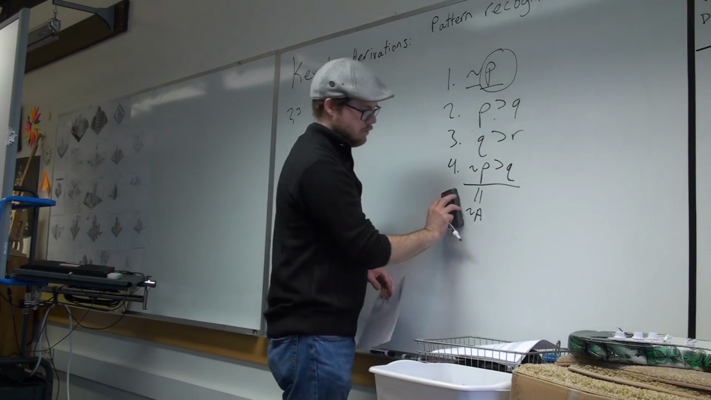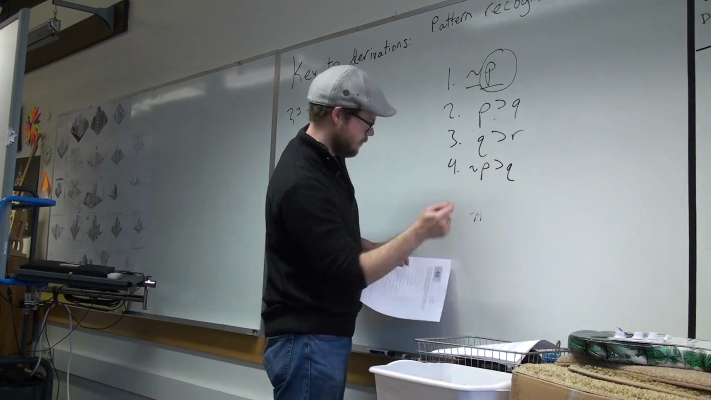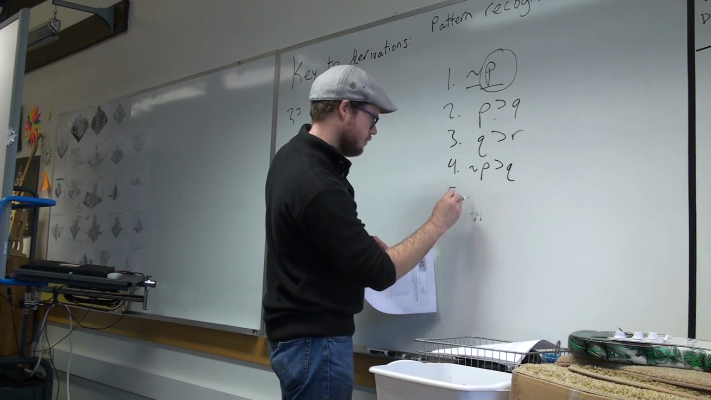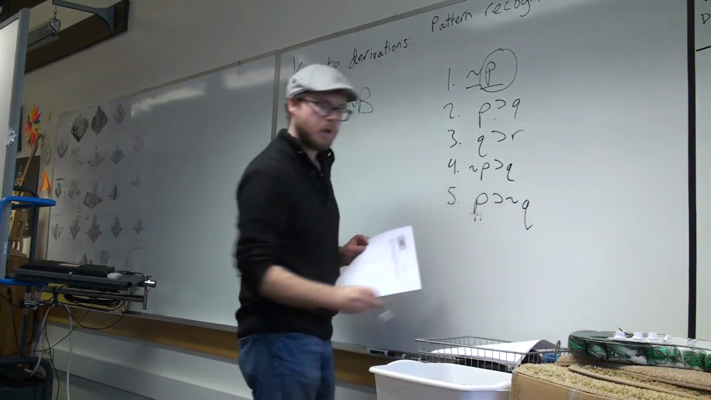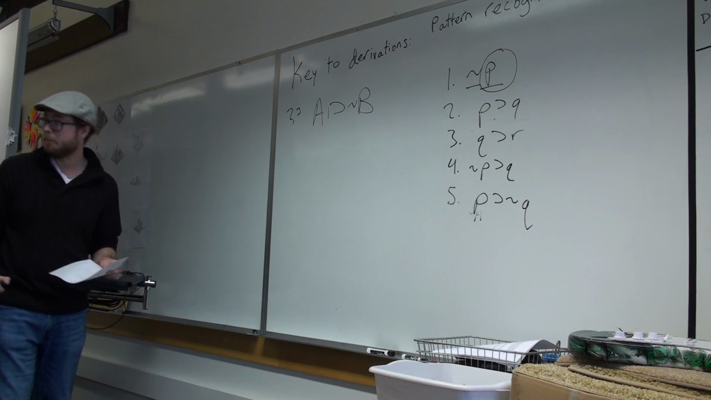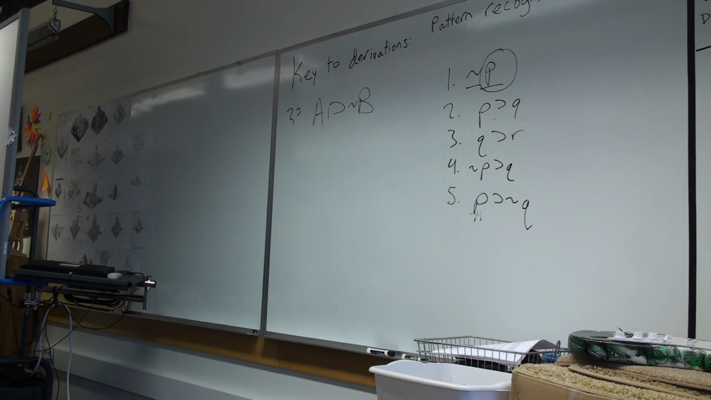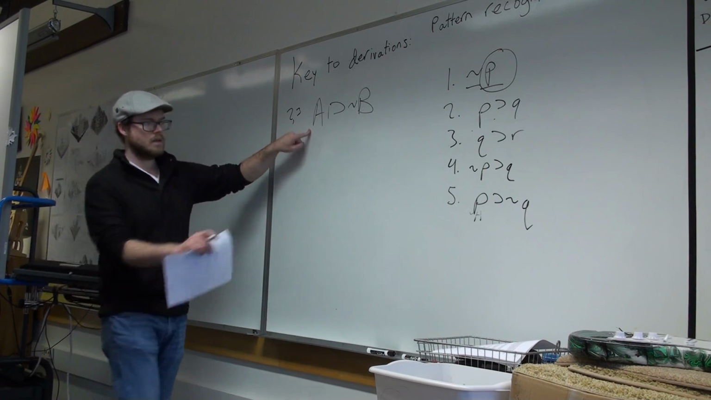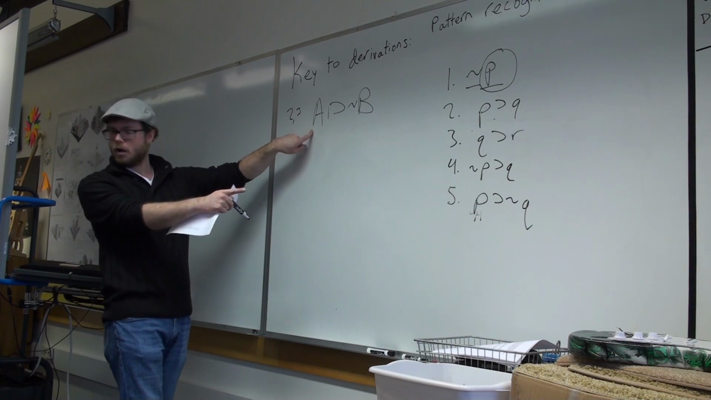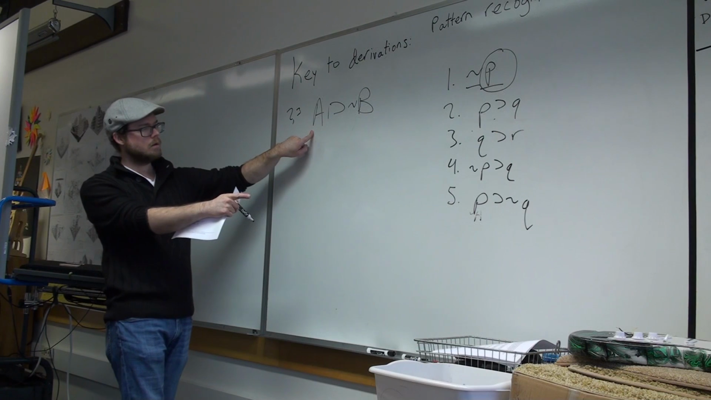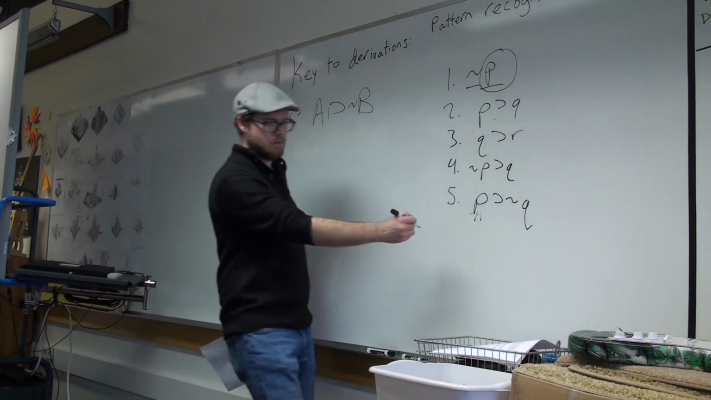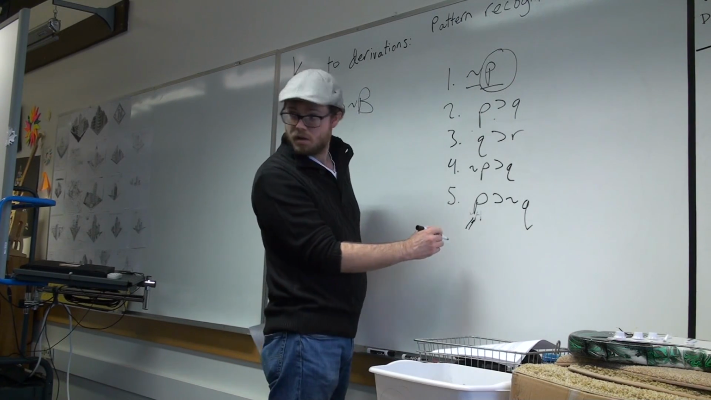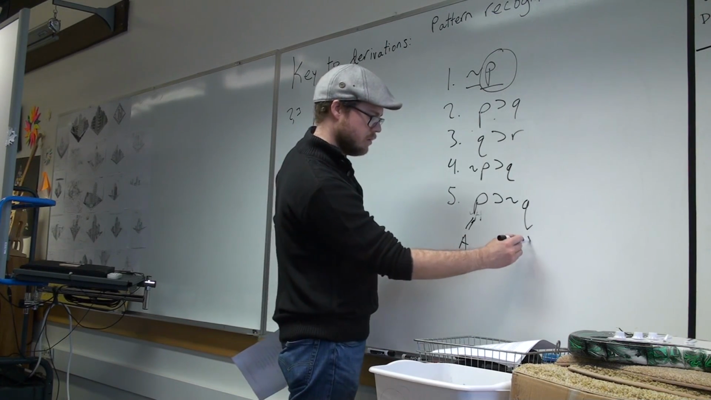How about form 5? Maeda, do you think it's an instance of form 5 or not? Yeah, it is, right? How do you know? Because you can just put anything in for the variables. So what's P? A. And what's Q? B.